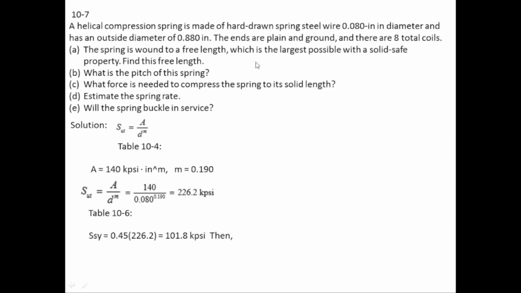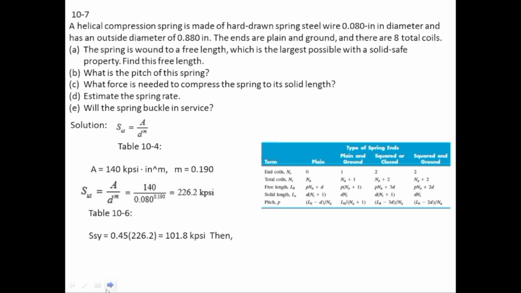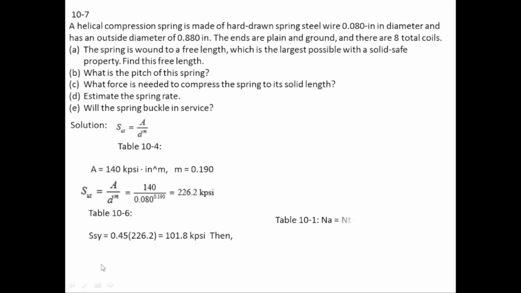Now from table 10.1, Nt is equal to Na plus 1, free length is equal to p into Na plus 1, and pitch is equal to L naught divided by Na. So from the table, Nt is equal to Na plus 1, rearranging for Na gives Nt minus 1. Nt is 8, so Na is equal to 7. Similarly, Ls is equal to d Nt, d is 0.08 and Nt is 8, so Ls is equal to 0.64 inches.